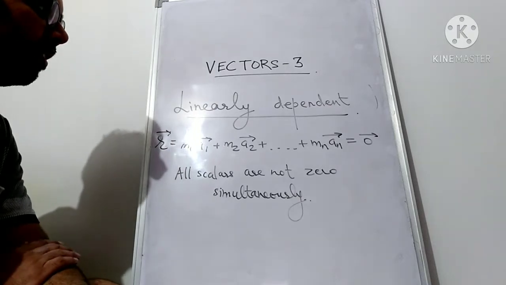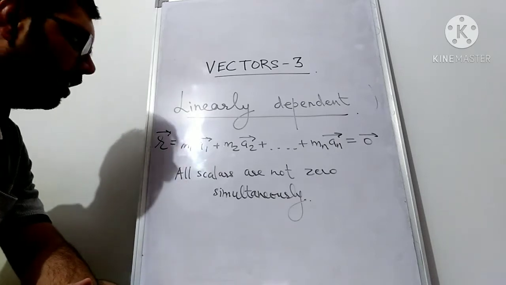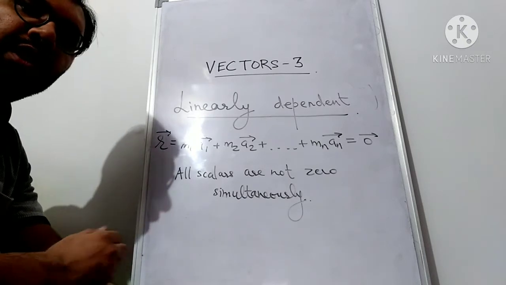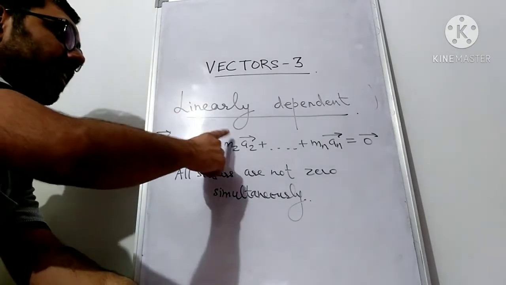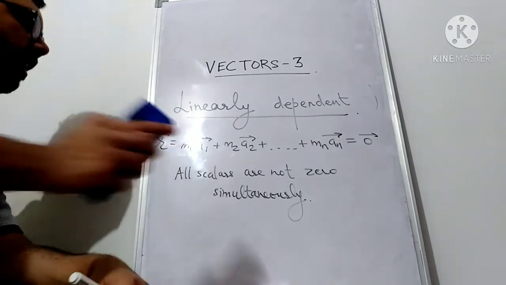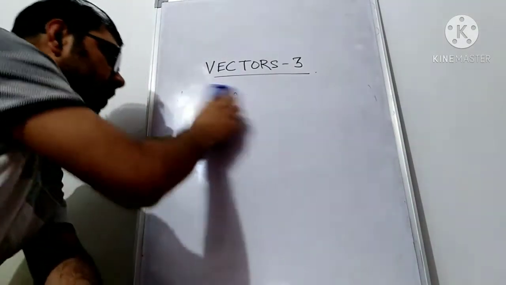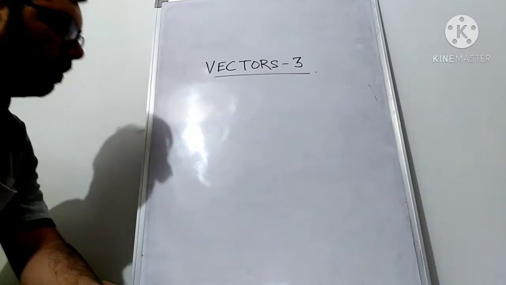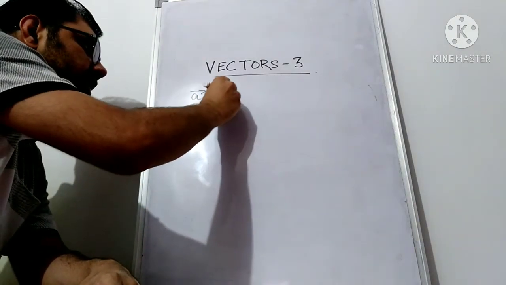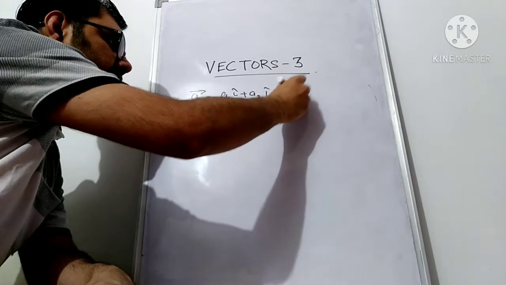We studied three things in this. First was linear combination, then linear independence, or how we say it is linearly independent, and then linearly dependent. Now we proceed ahead. Suppose we have three vectors, a vector is a1 i cap plus a2 j cap plus a3 k cap.